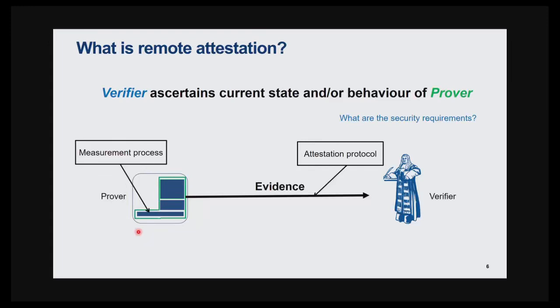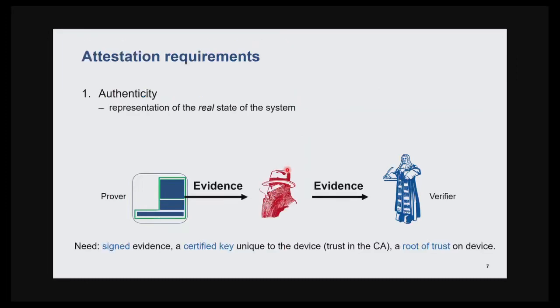So this is called the measurement process. So somehow you measure the current state. And the second part is that the evidence that you gather from this measurement process has to be securely conveyed to the verifier. And this is the attestation protocol, right? And you can imagine the kind of properties that are needed for an attestation protocol.